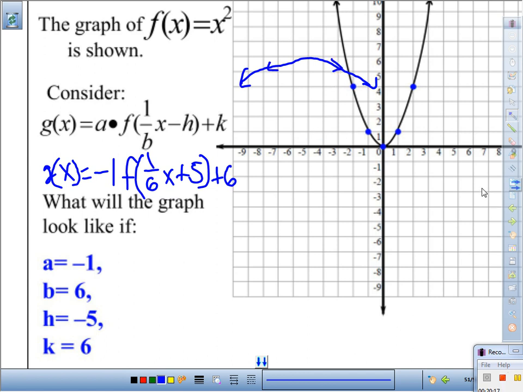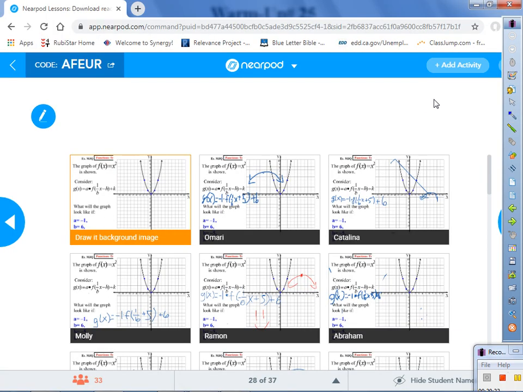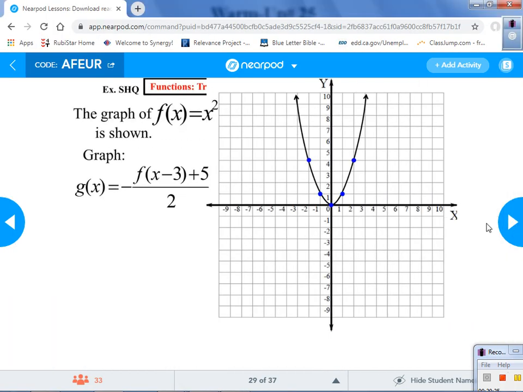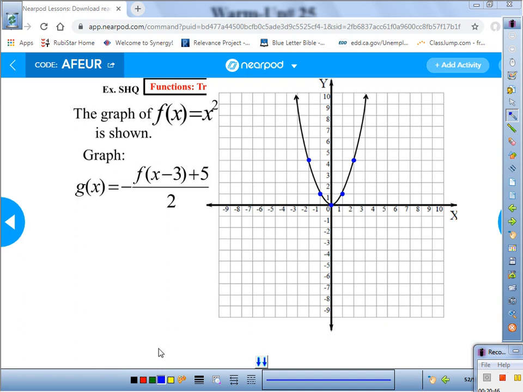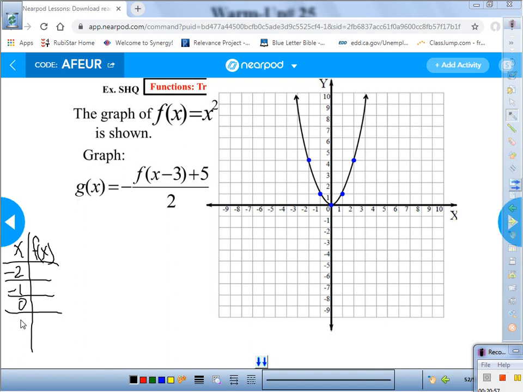All right. Last but not least, here we go. Copy this one on your graph paper, please. Example Shazam Q. And it says, the graph of f(x) = x squared is shown. You're like, Mr. Q, I don't have it on my graph. Then what shall you do? Input, output table. Bam! x, f(x). We got -2, -1, 0, 1, 2.